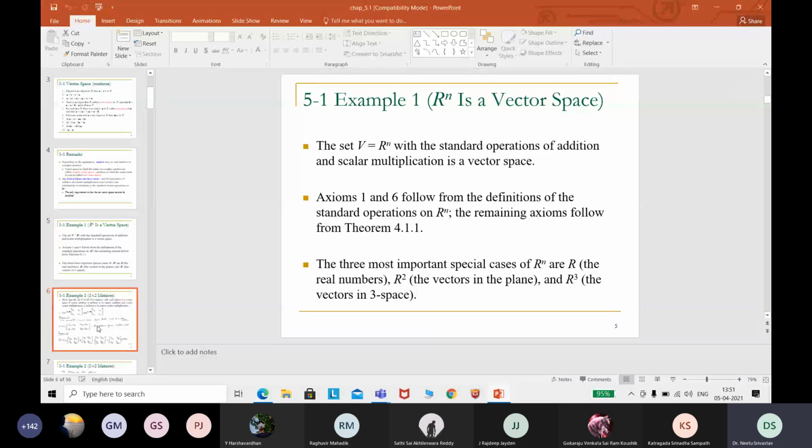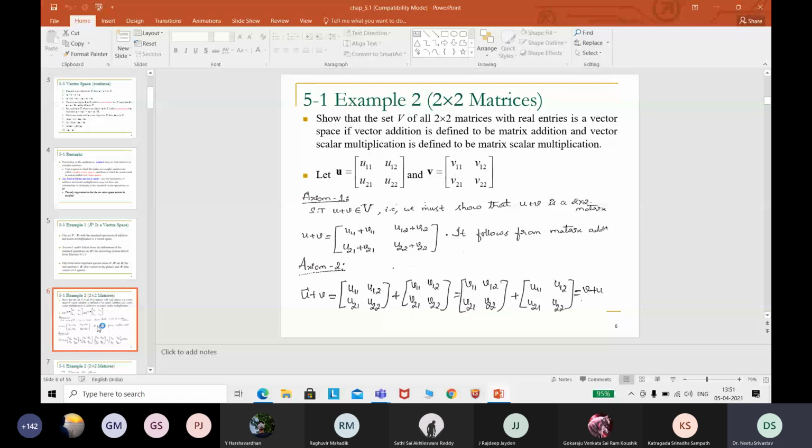Show that the set V of 2 cross 2 matrices with real entries is a vector space, with vector addition defined as matrix addition and vector scalar multiplication defined as matrix scalar multiplication. So U and V are given. U is U11, U12, U21, U22. V is V11, V12, V21, V22.